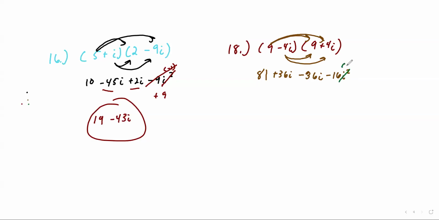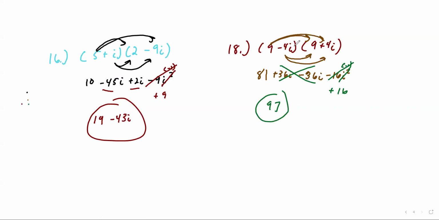i squared turns into a negative 1. This negative 16i squared then is a positive 16. So 81 plus 16 is 97. And 36 plus negative 36 is nothing. So 97 is your answer.